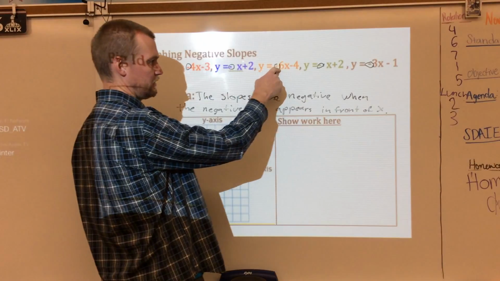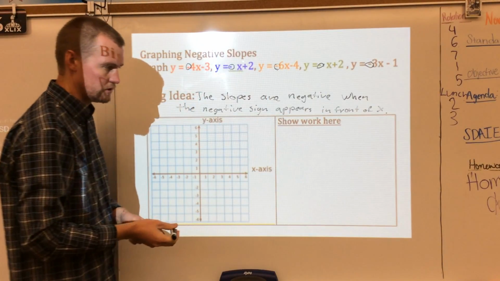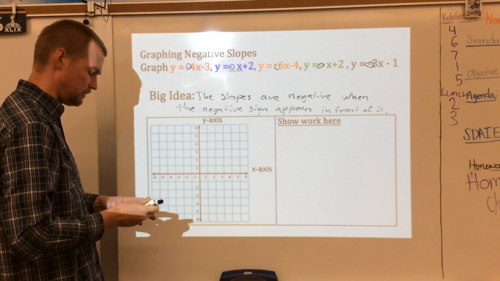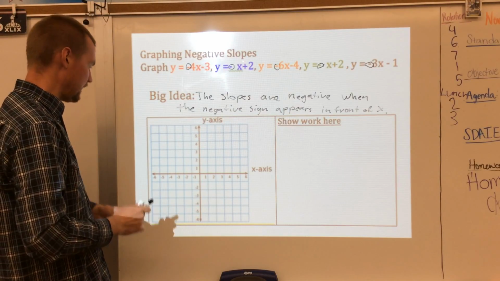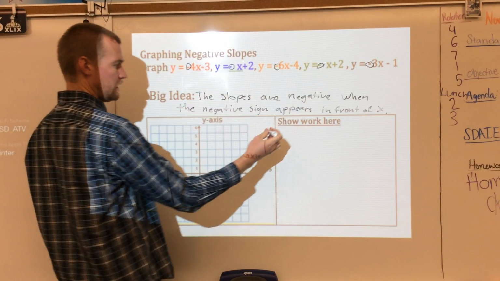So notice these are all in front of the x. The number is part of the x anyways; it's called the coefficient. But notice that all slopes are negative. Starting with the red equation, we're going to go ahead and show our work here.